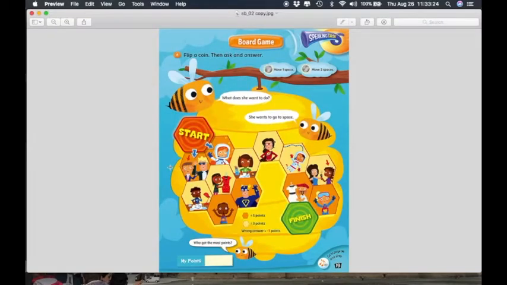Before we get started on the game, I do want to show you this game. Let me pull up the page. Okay, so we have our game here. Page 19 says board game right on top. Like I said, you will need 1 coin, and the coin you would need to flip.